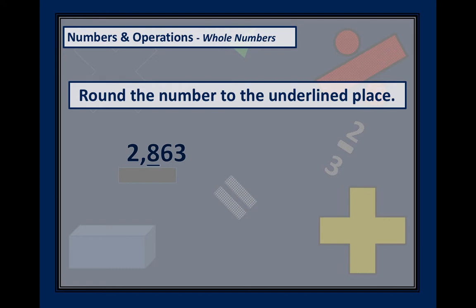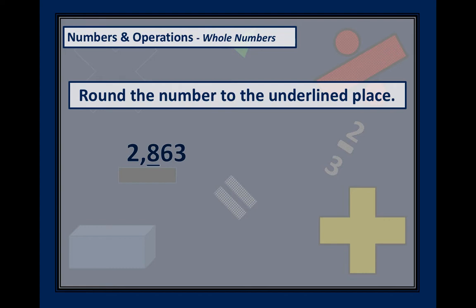In this first example, it asks us to round the number to the underlined place. Now sometimes the question will be asked this way, where they give you a number and one of the places is underlined and you have to round to that place. In other examples, they may ask you to round to a specific place. They won't underline anything, but they may ask you to round to the thousands place or the hundreds place. And we'll deal with that a little bit later on.